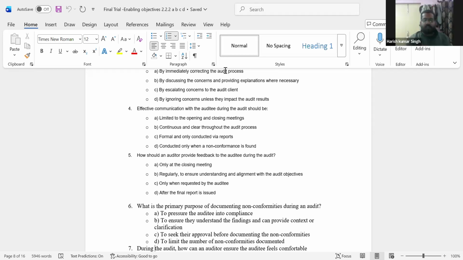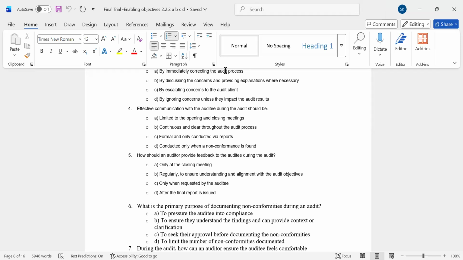In ISO 19011 6.4.4, communicating during audit, there is one line: During the audit, the audit team leader should periodically communicate the progress, any significant findings and concern to the auditor and audit client as appropriate. Very good. Very good, Harish. You have done an excellent job. The really same should be for question 1 also, right?